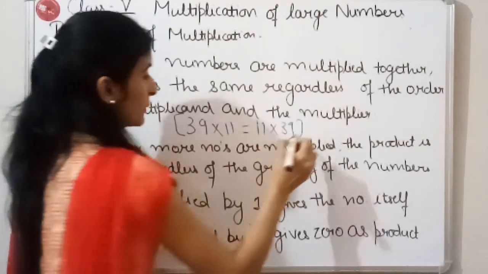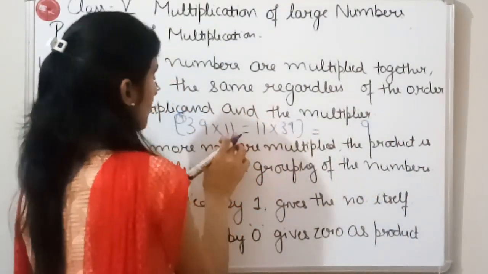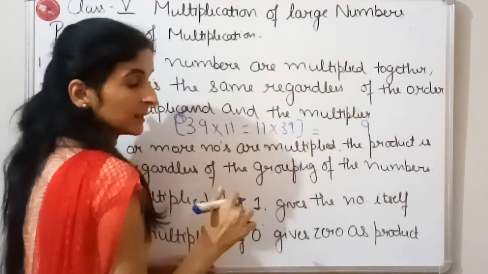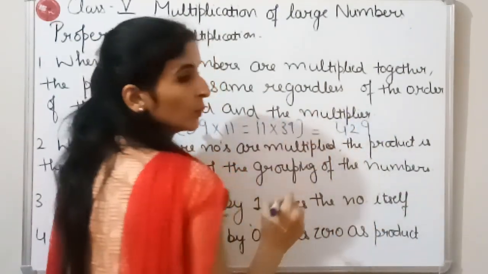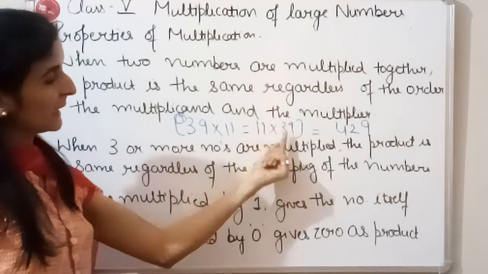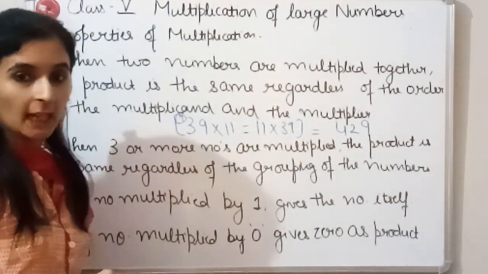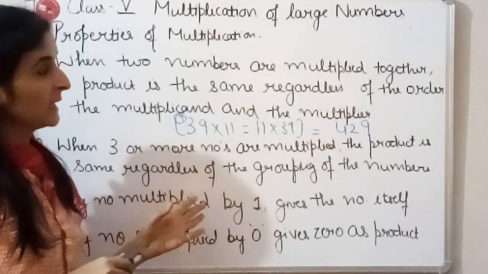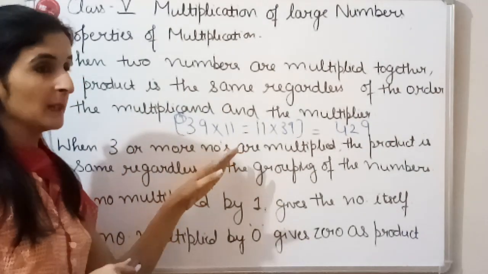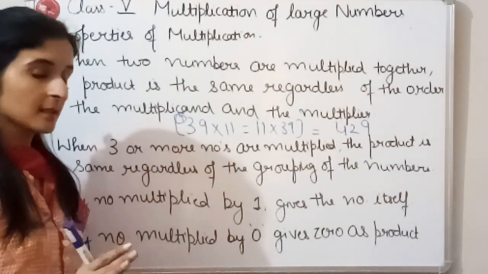So the product will be: 11 9s are 99 and 9 carry, 11 3s are 33, 33 and 9 is 42. So whether you multiply 39 by 11 or you multiply 11 by 39, the answer will be 429 itself. It means whether you change the order of multiplicand and multiplier, the product is going to remain same.